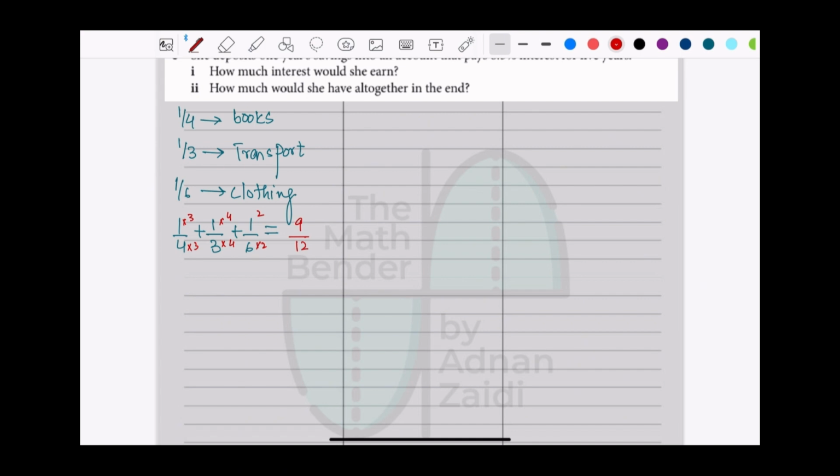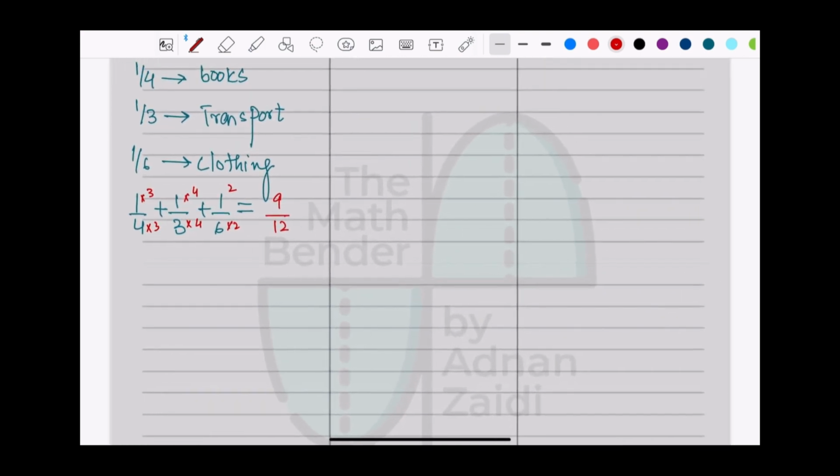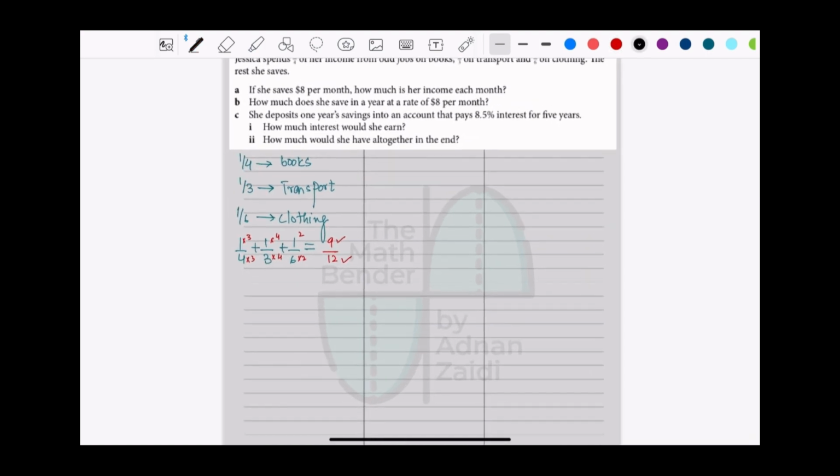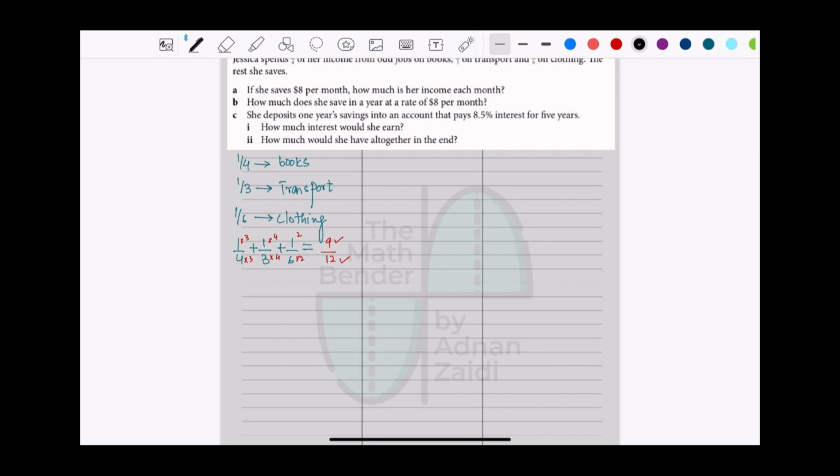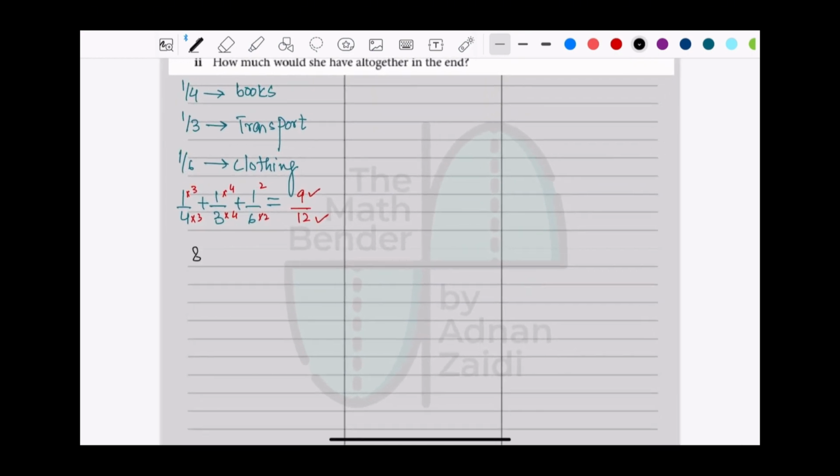Now, this means that if I divide her monthly income into 12 equal parts, then 9 of them have been spent. So 3 of them is going to be her saving. So keeping that, it says that if she saves $8 per month, how much is her income each month? So can I say that $8 represents 3, which is her saving, in fraction, and total is 12, which is x. Now crossing them gives you 3x is equal to 12 times 8, which is 96, and x is equal to 96 over 3, which is going to be $32. This is the amount she earns every month.